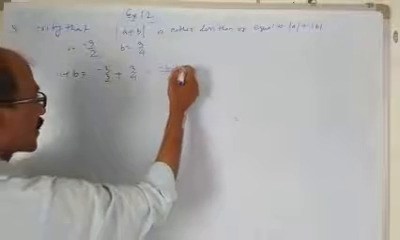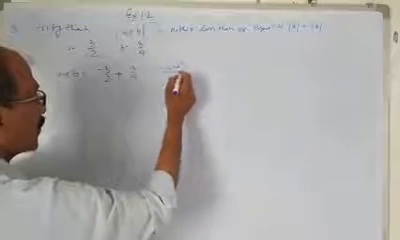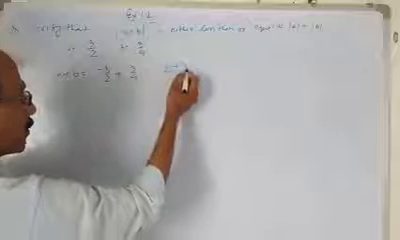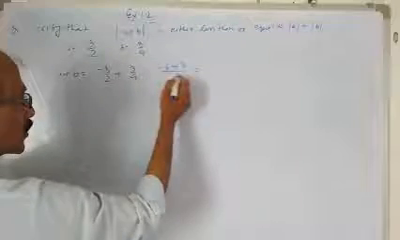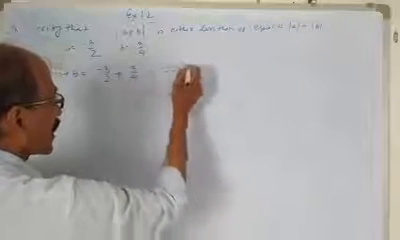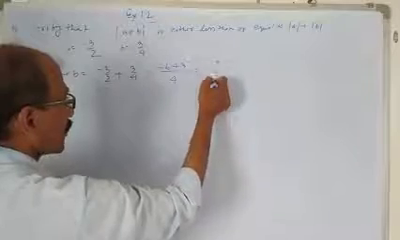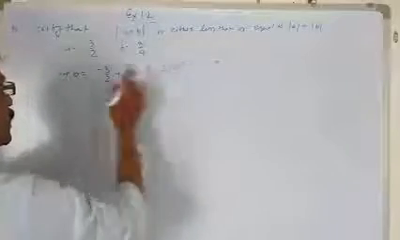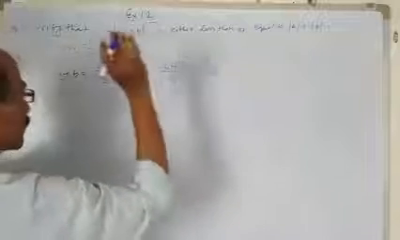1 multiplied by 3 is equal to 3. Here the minus is the bigger value and plus is the smaller value, so the sign will be minus. 6 minus 3 is equal to 3 upon 4. Here the value of a plus b is equal to minus 3 upon 4.